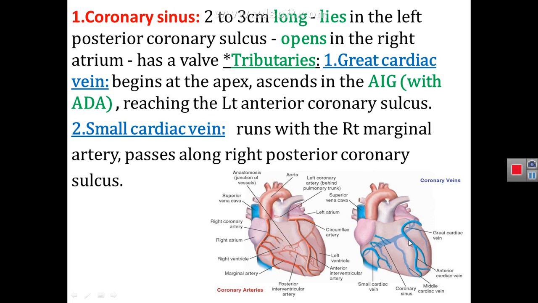The other tributary for the coronary sinus is the small cardiac vein, which is this one. It runs with the marginal branch of the right coronary artery. This is the marginal branch of the right coronary artery. You can see that the small cardiac vein runs with it, and it ends by connecting to the right side of the coronary sinus in the right posterior coronary sulcus.